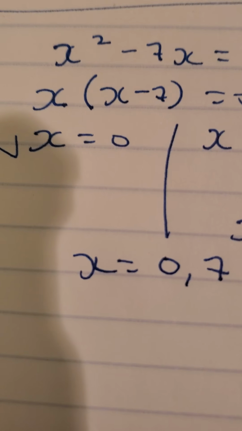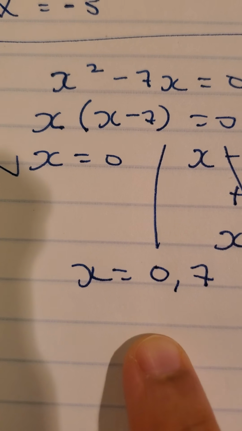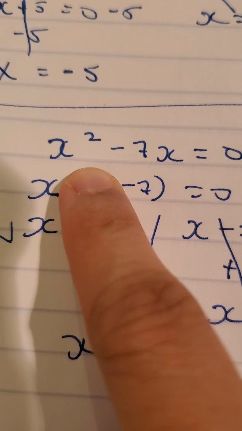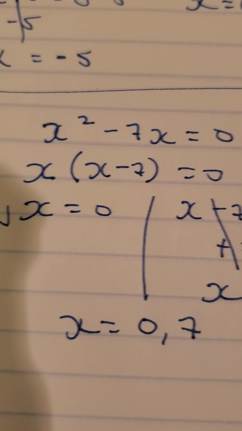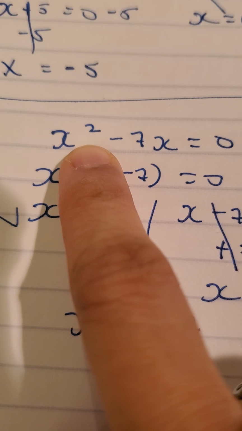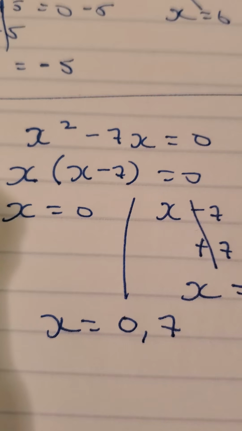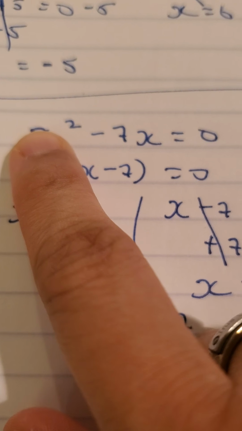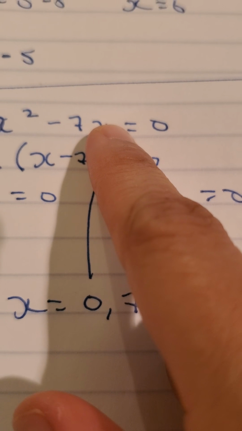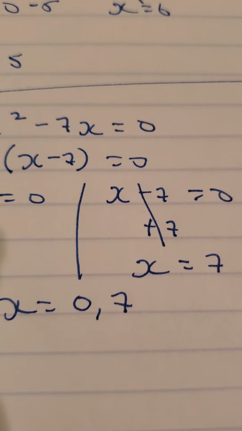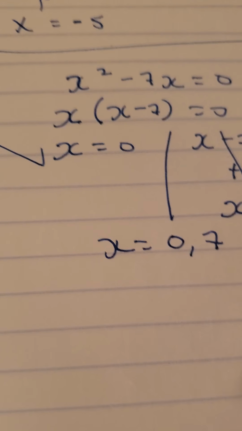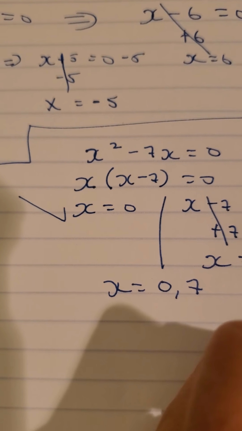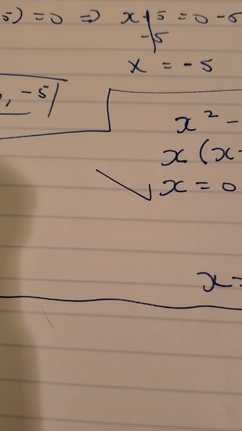And if you want to know if your solution is correct, just try substituting the value of x back into the original equation. If I substitute 0 for x, I'll get 0 equals 0. And if I substitute 7 for x, I'll get 49 minus 7 times 7, which is 49 minus 49, which is 0. And that's one way to test to see if your x values are correct.